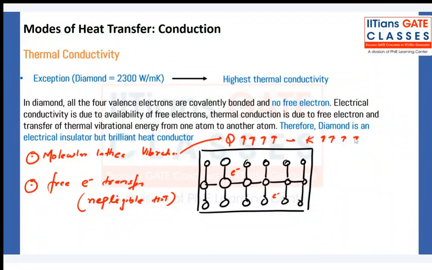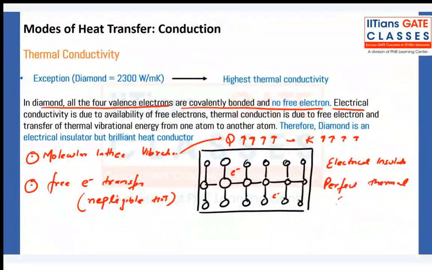So what is the reason that the thermal conductivity of diamond is very high, or that diamond is a perfect thermal conductor? Because of its perfectly crystalline structure. In diamond, all four valence electrons are covalently bonded and there are no free electrons. And electrical conductivity is because of free electrons. So diamond is an electrical insulator, because it has no free electrons, but it is a perfect thermal conductor. Okay, is it clear?